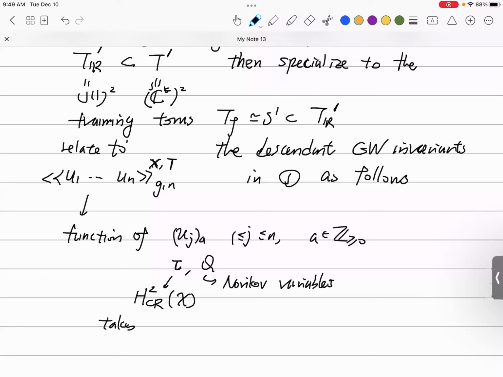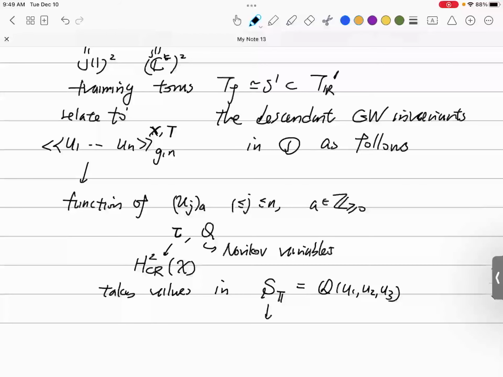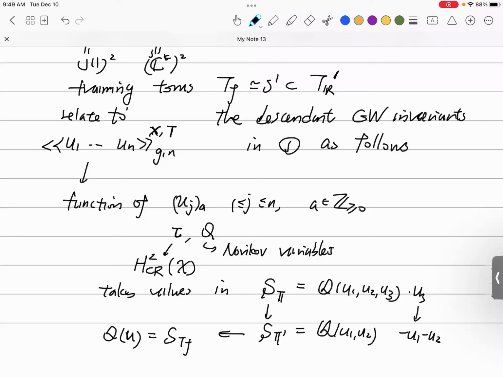And it takes values in the fractional field in general. Then we can restrict it to T'. Then this will be Q_1, Q_2, and this sends U_3 to minus U_1 minus U_2. And then there's also the framing torus, which is just one variable, say U. And this sends U_1 to U and U_2 to fU.